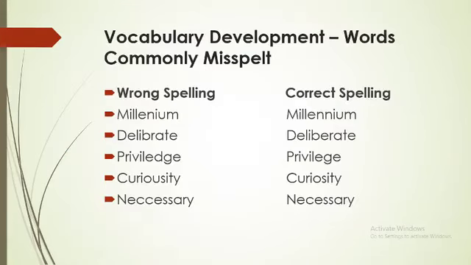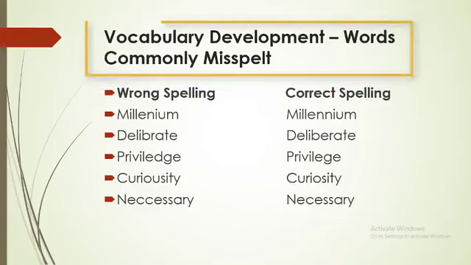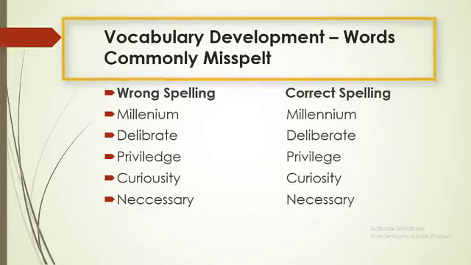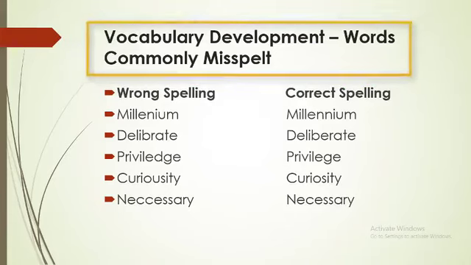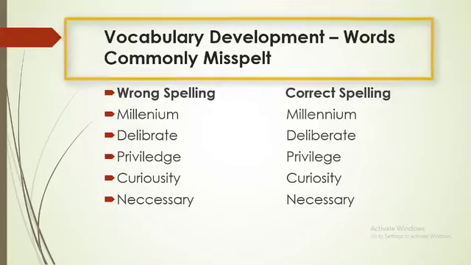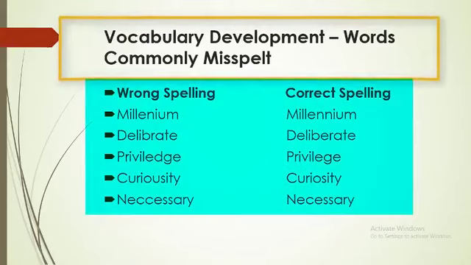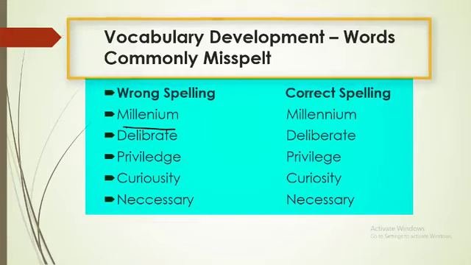So let's move on to another aspect of English, and that is words that are commonly misspelled. The wrong spellings are to the left, while the correct spellings are to the right. Now, when some persons are spelling millennium, they spell M-I-L-L-N-E-I-U-M.